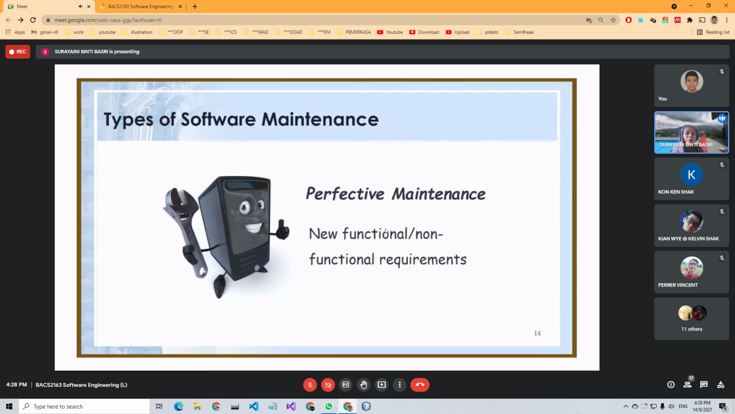Perfective maintenance is when new functional or non-functional requirements are needed because we want to make the system perfect. For example, previously the interface of our system was plain, and then your client sees another company running the same type of business whose website looks very nice, and they request that their interface be better than company A's. There is no adaptation, no new hardware, no bugs, but they want their system to be perfect. That is what we call perfective maintenance.